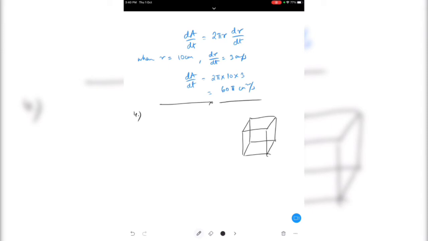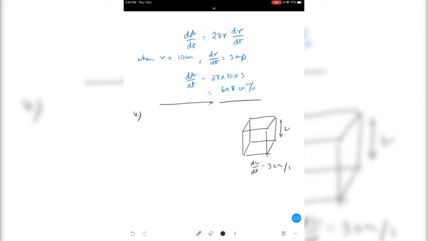But here they told you something, that the edge of a variable cube is increasing at a rate of 3 centimeter per second. So the edge of the cube means what? The length of the side of the cube is increasing at a rate of 3 centimeter per second. If I say the length of the edge is L, can you tell me whose value is given? 3 centimeter per second. I hope from now we will be very familiar that 3 centimeter per second is nothing but dL/dt. Everyone clear? dL/dt is 3 centimeter per second.